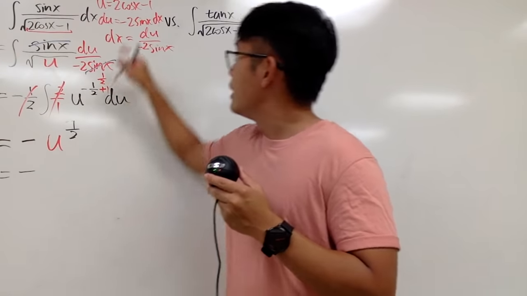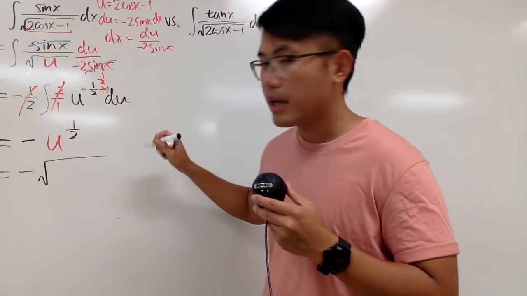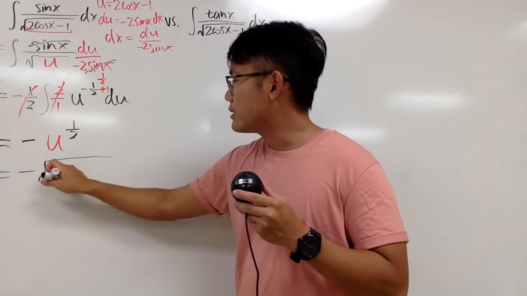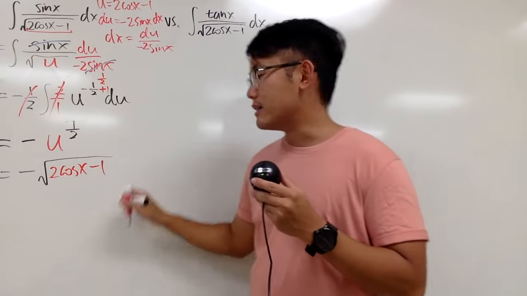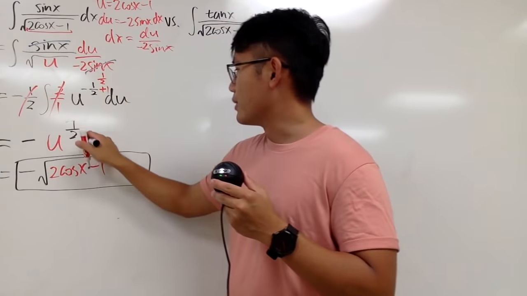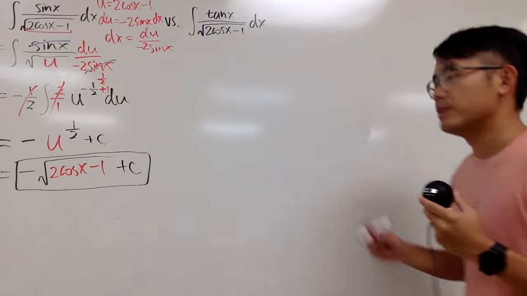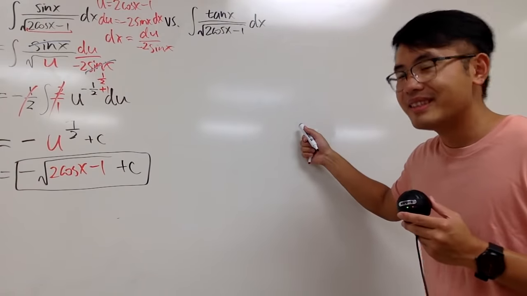We can just put this right here. And since this is just the square root, let me just put that down. And the u inside is 2 cosine x minus 1. And we are all done, so let's put a plus c right here. And of course, if you like, you can also add a c there, but it doesn't really matter. So that's it. Now, how about the second one?